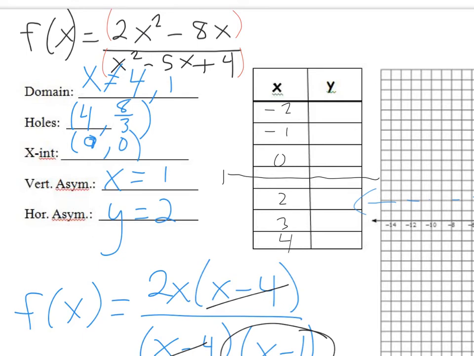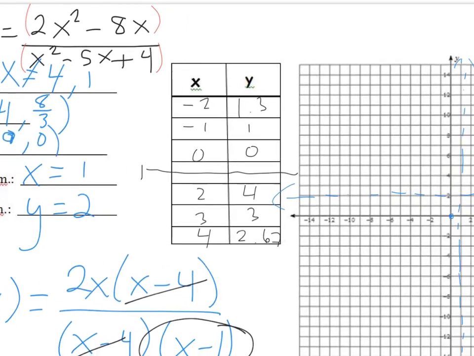So for -2, I've got 1.3. Then -1, I've got 1. 0, I've got 0. Cool. And then 2, I've got 4. And 3, I've got 3. Looking awesome. 4, I already know that one from over here, right, is 8/3, or 2.67 essentially, if you like decimals a little bit better. So let's go over here and plot these.